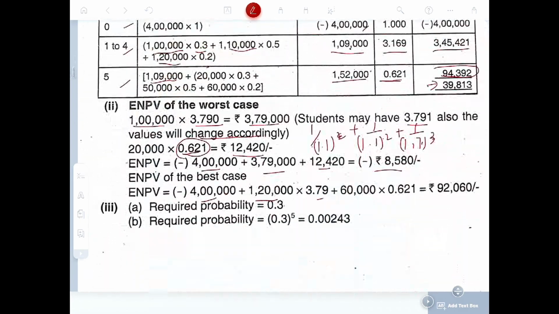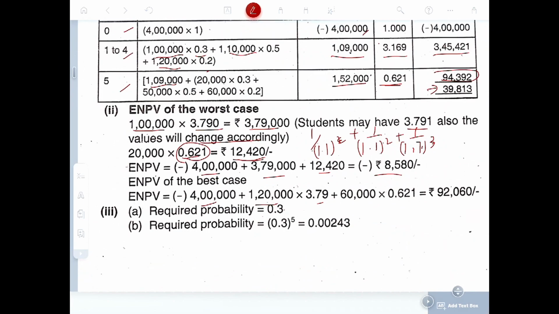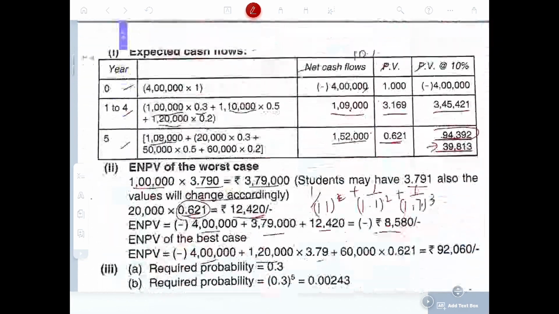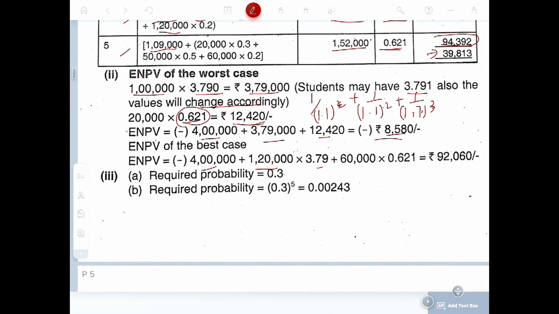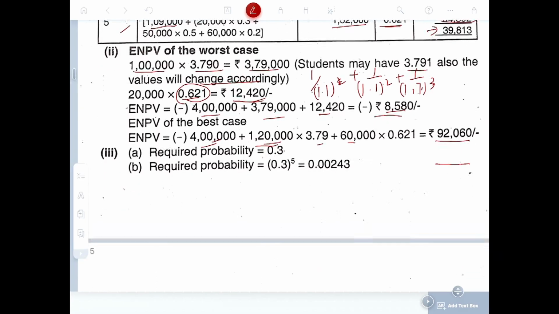You will get 3 lakh 71,000 out of 4 lakhs output in the first year, minus 3 lakhs, you get 12,000, with salvage value at last. And then 4 lakh output, 1 lakh 20,000 into 60 plus 60,000 is 92,000 profit. So this is the worst case scenario.